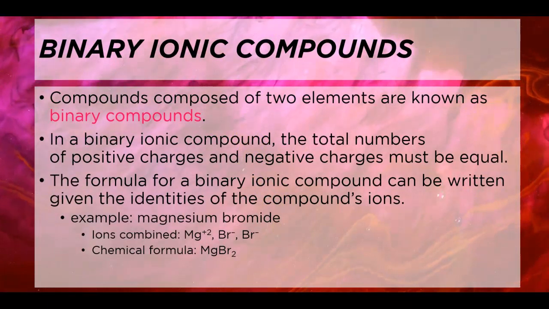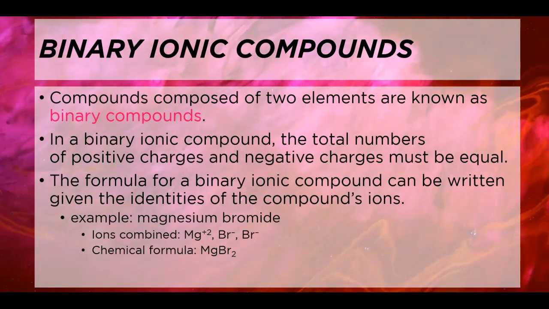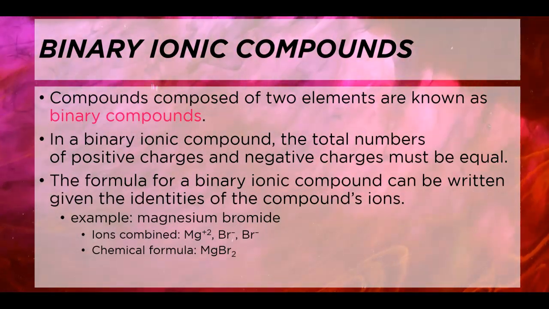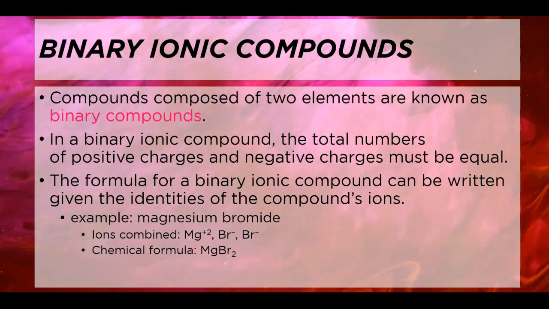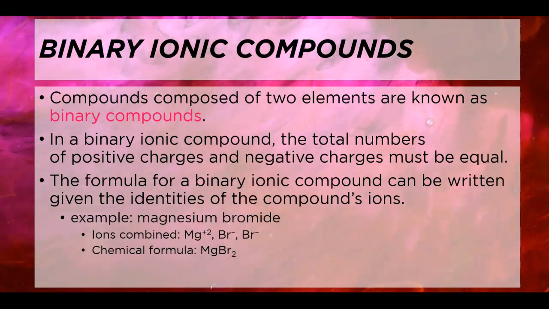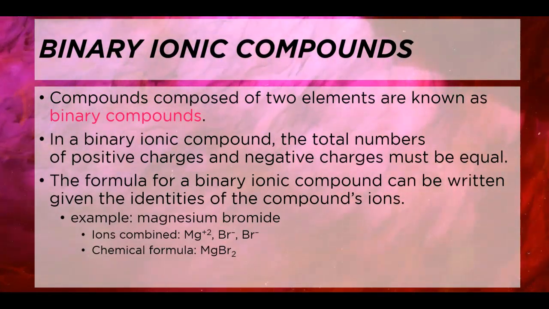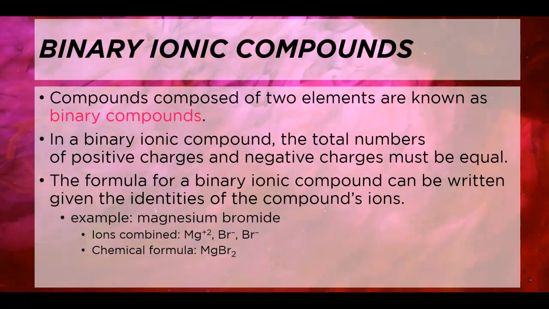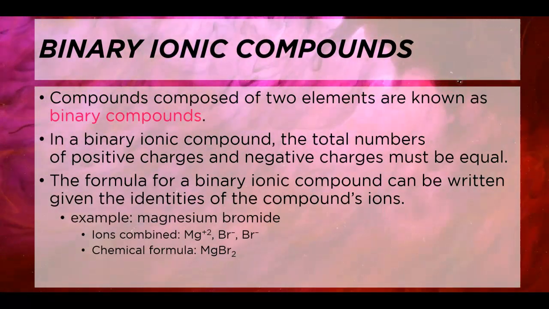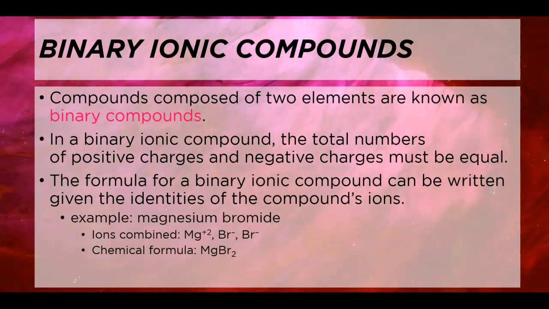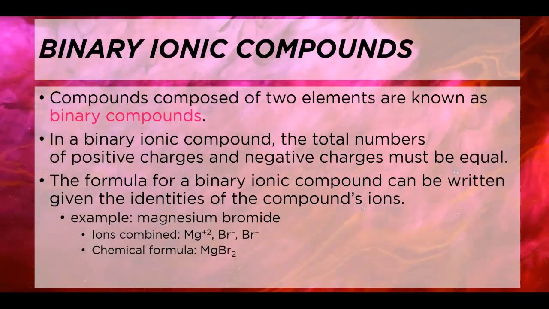So the first type of compound we want to talk about is binary compounds. These are composed of simply 2 elements, and specifically here, binary ionic compounds. The key to figuring out how to write the formula for a binary ionic compound is that the charges need to cancel out so that the negative charge equals the positive charge.